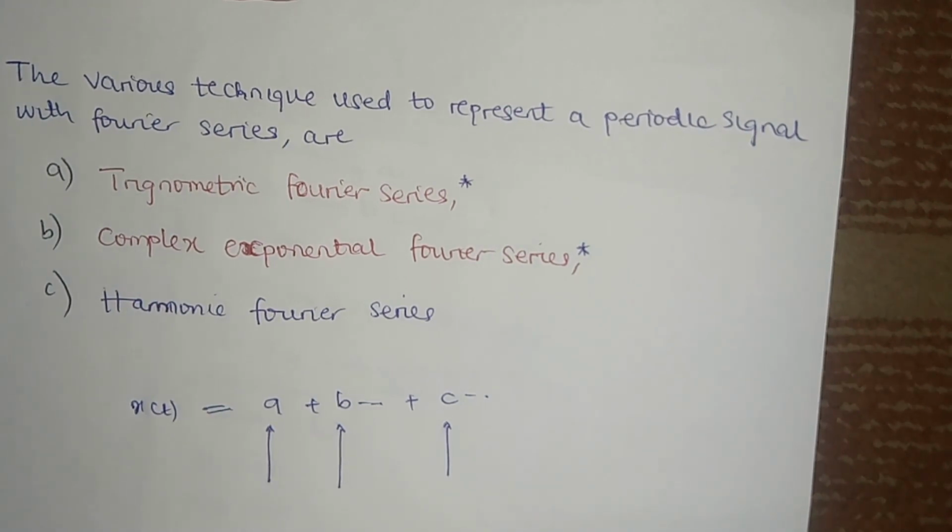But the most important thing I want us to understand here is that we have 3 ways, but 2 are the most important. The trigonometric Fourier series, which we'll be discussing in the next video after we discuss the Dirichlet conditions, and then the complex exponential Fourier series.